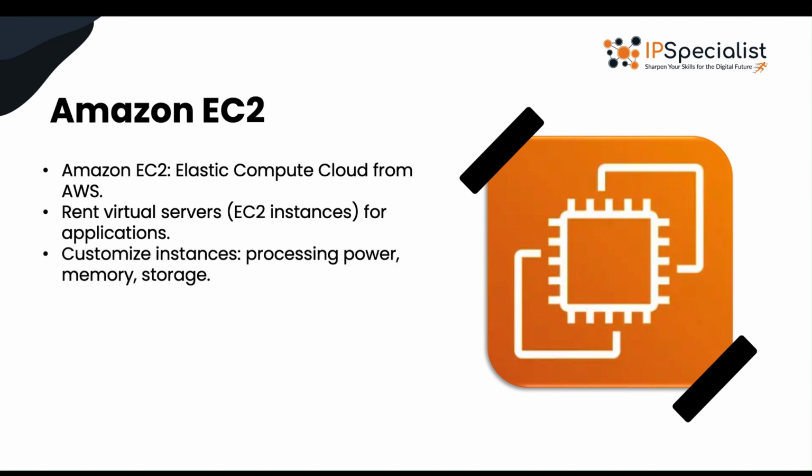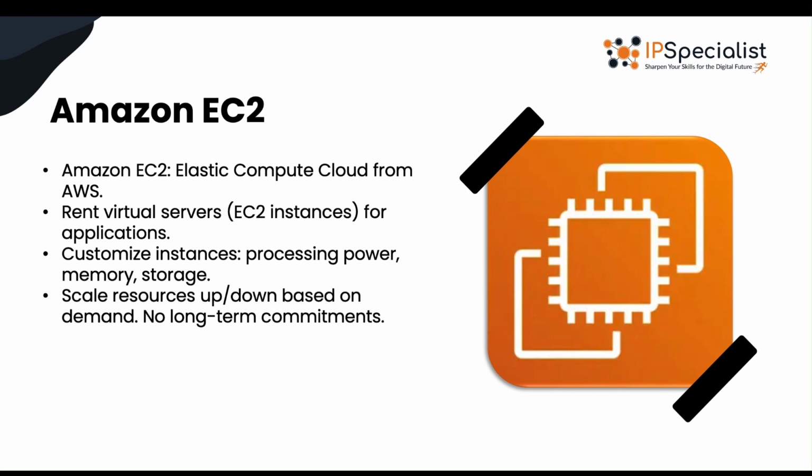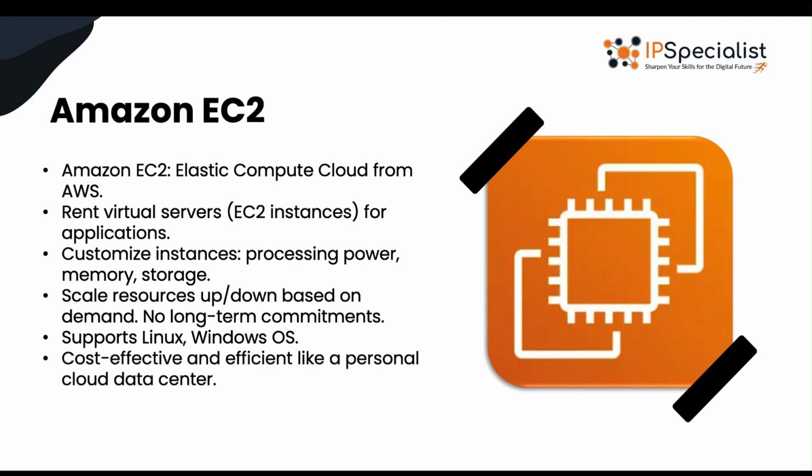You can choose different types of instances based on what you need, whether you need more processing power, memory, or storage. And you know what's cool about EC2? It's super flexible. You can scale up if you need more resources during busy times and scale down when things are quieter, all without any long-term commitments. Plus, AWS provides a range of operating systems to choose from, so you can use whatever you're comfortable with, like Linux, Windows, or others. In short, EC2 is like having your own data center in the cloud, giving you the power and flexibility to run your applications efficiently and cost effectively. Cool, right?